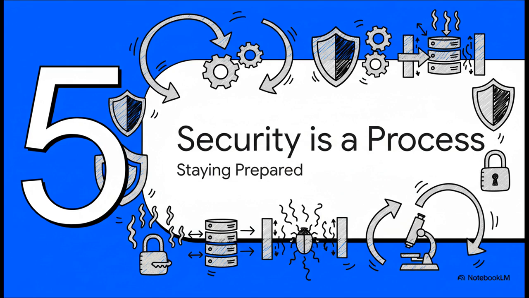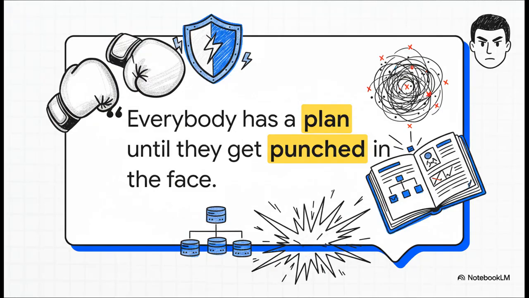Security is a process. You really have to get this idea out of your head that security is a set it and forget it kind of thing. It's not. It is a never-ending cycle of getting prepared, testing your defenses, and always looking for ways to get better. You know, the great philosopher Mike Tyson once said, "Everybody has a plan until they get punched in the face." And okay, he probably wasn't talking about API security, but man, does that quote fit.